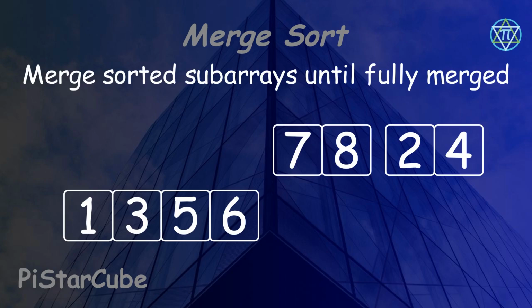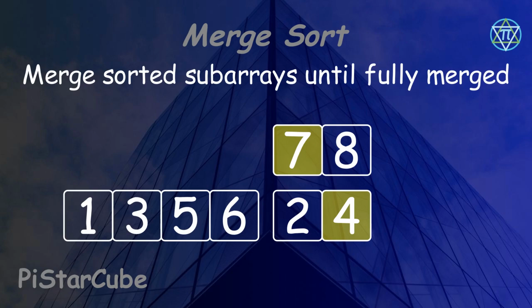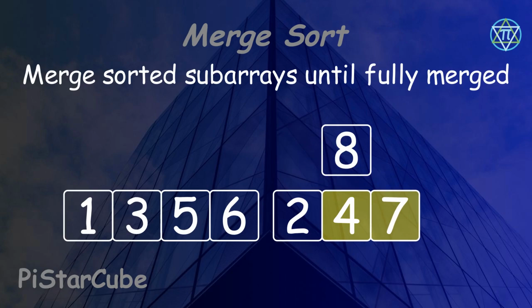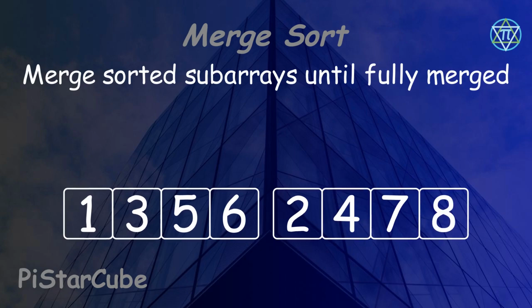We do the same thing for the next group. That is, we have 7, 8, 2, 4. When we do 7 versus 2, 2 is less, so take 2. 7 versus 4, 4 is less, so take 4. Then just add 7 and 8. That gives us 2, 4, 7, 8.